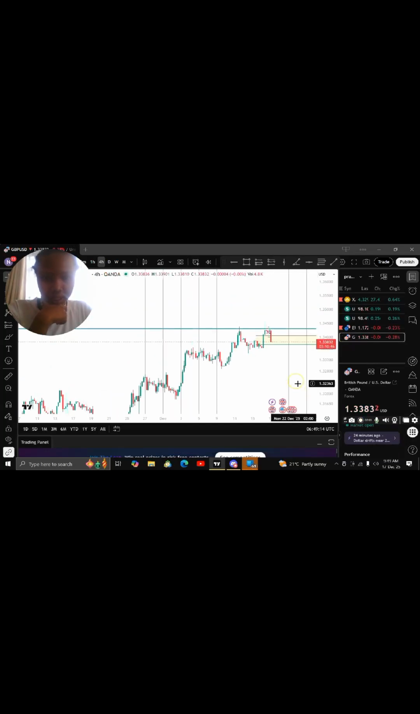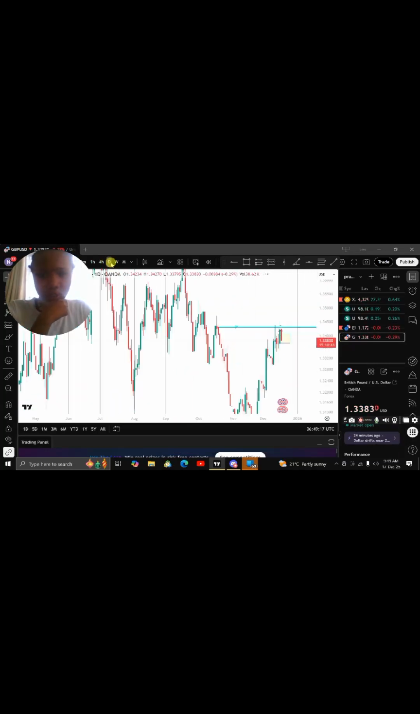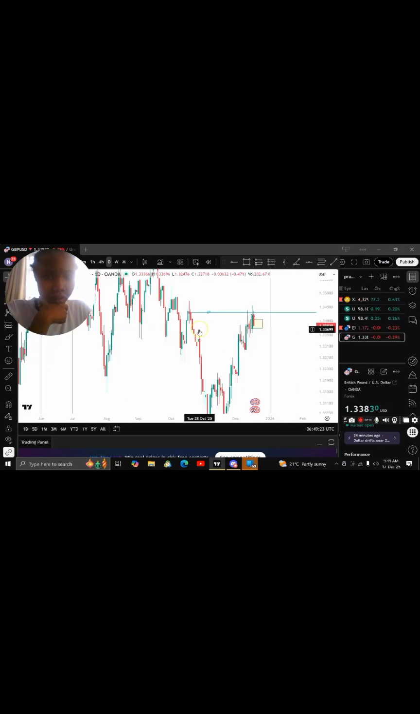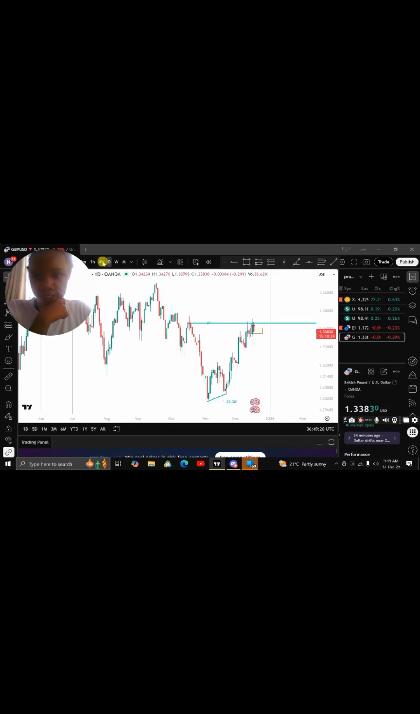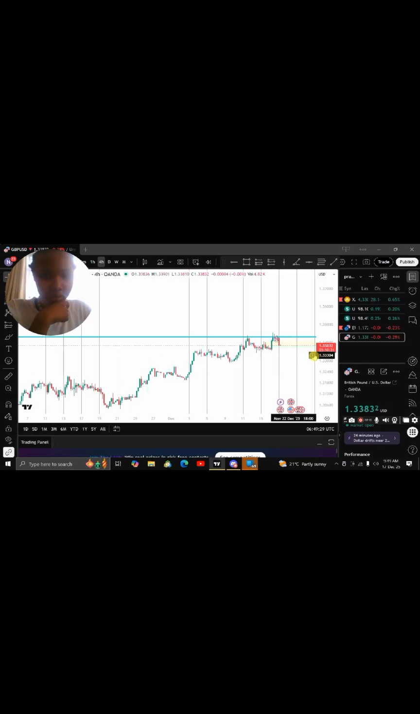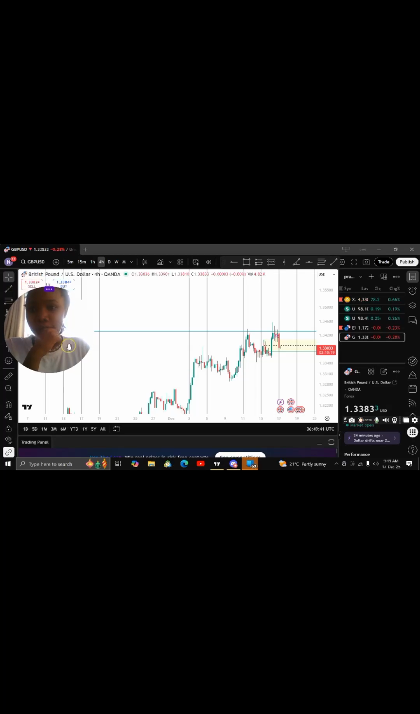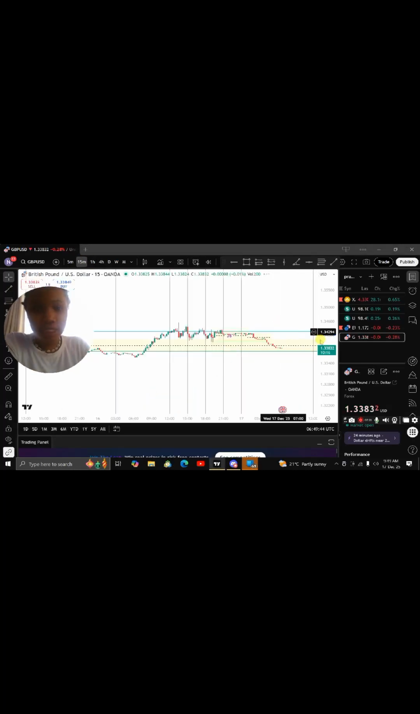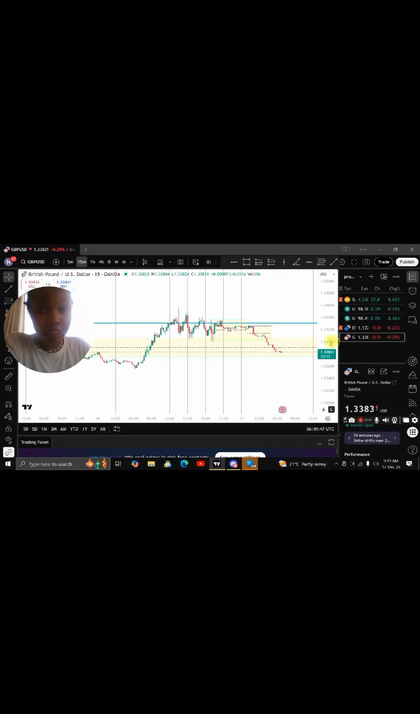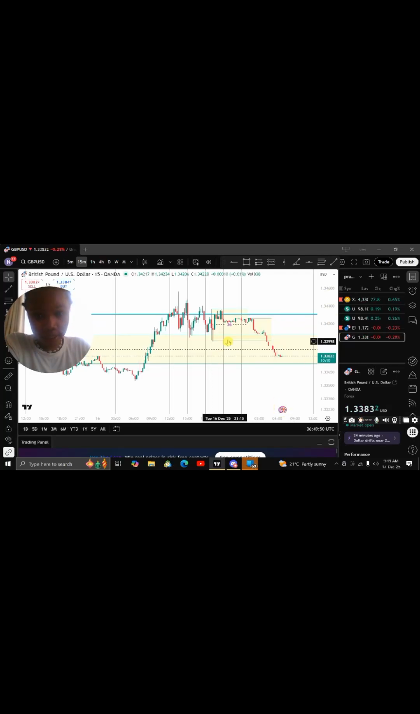And looking at the cable, it did not sweep the liquidity above this high, but I was still looking for it to go low. And you see I had a fair value gap here on the forward chart. So guys, I might have to take a trade because this was so good. The thing is that I didn't know if I was going to get an entry, and my current time is almost 10 minutes to 10.